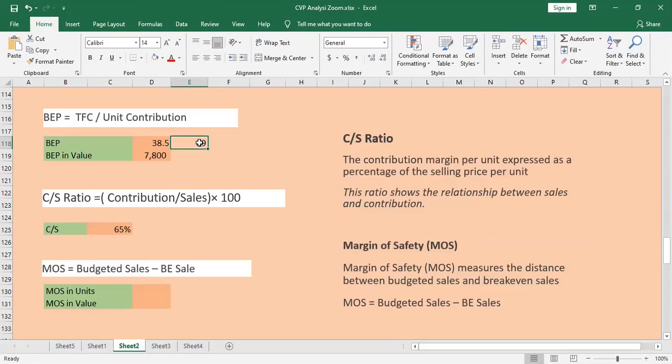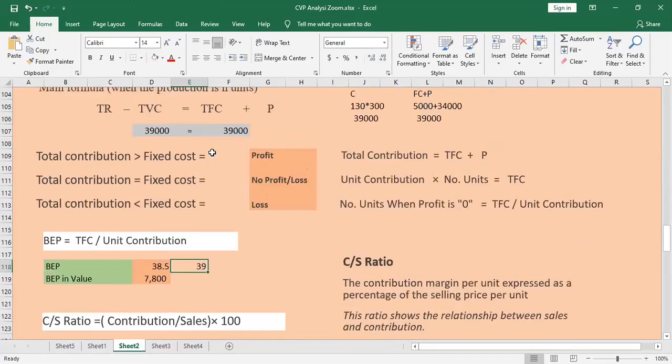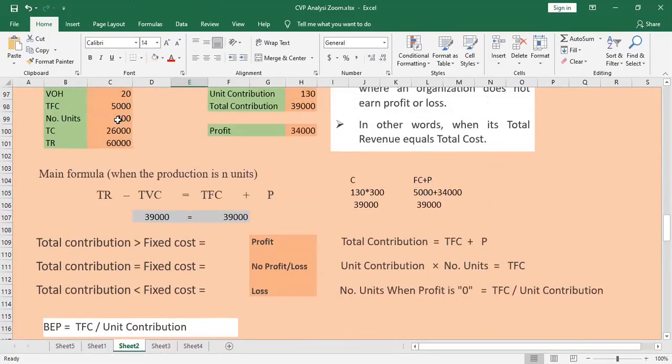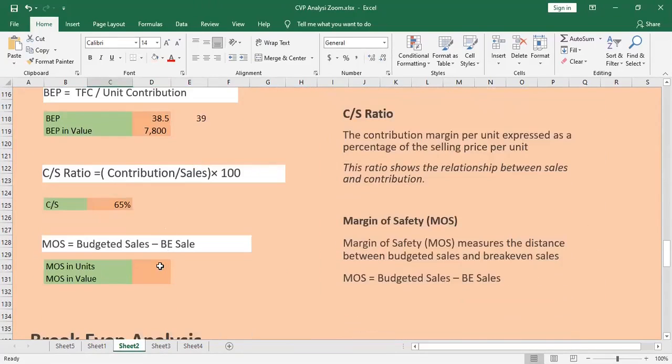So how do you calculate the margin of safety? You take the budgeted sale or the expected sale minus break-even sales. In units, your break-even sales is 39 units, right? So how much are you planning to sell? According to the sum, it is 300 units. So your margin of safety in units is equal to 300 minus 39. You are getting 261 units, right?